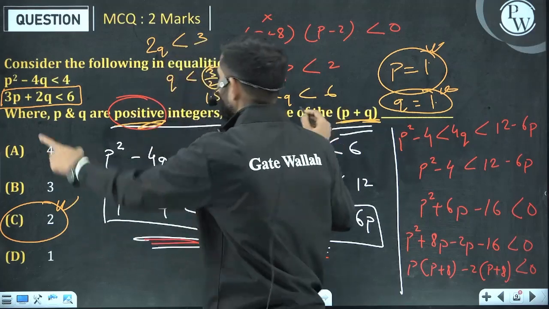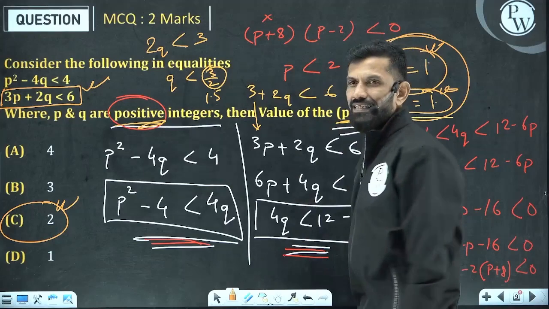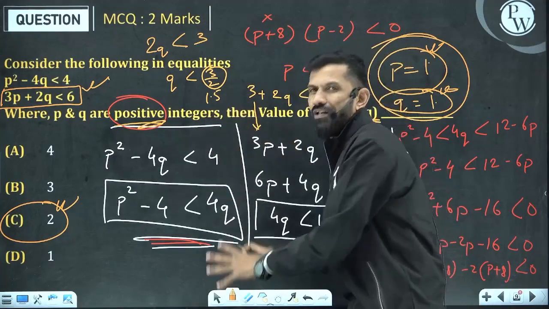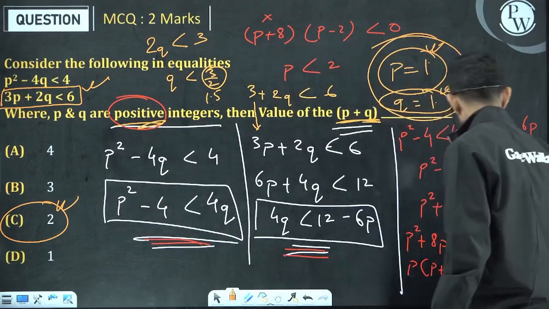So from this part only, directly, you can say that P and Q both are equal to 1 without solving all this. So the P plus Q value will be equal to 2. Moving to the next one.